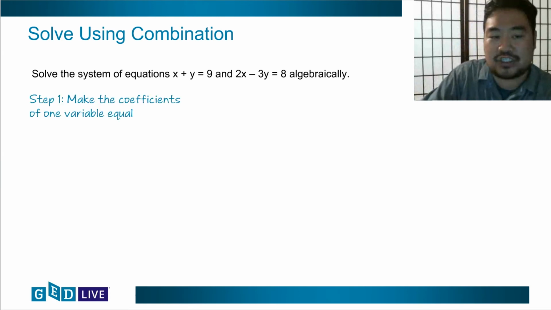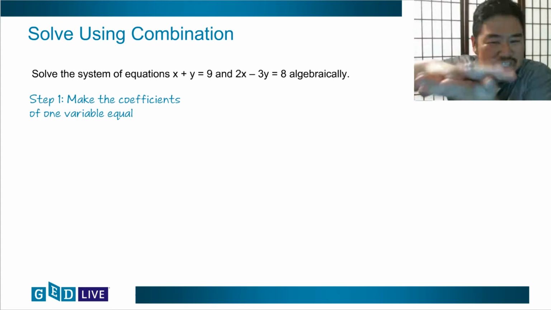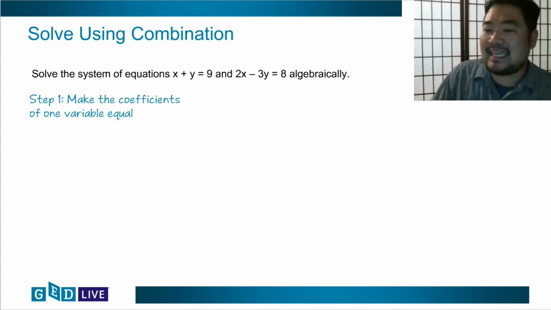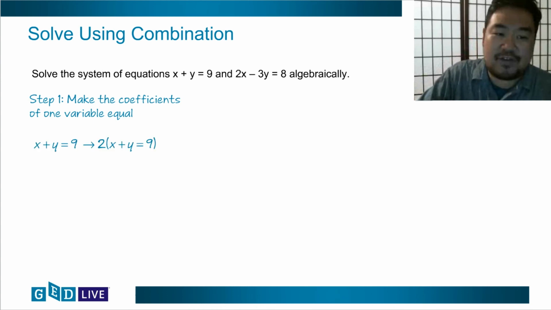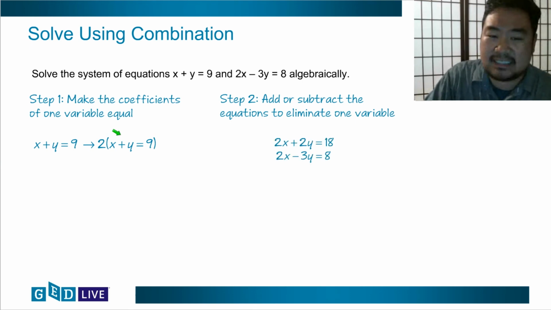So if we have these two equations here, first step, make the coefficients of one variable equal. If you notice here, if we just smush these two equations together, x plus y and 2x minus 3y, we're not able to get rid of a variable. So if we make the coefficients equal, for instance, if we take that first equation, x plus y equals 9, that we've written over here, and we multiply it by 2, that'll give us 2x plus 2y is equal to 18. And now we have 2x minus 3y is equal to 8. Remember, that was our second equation.